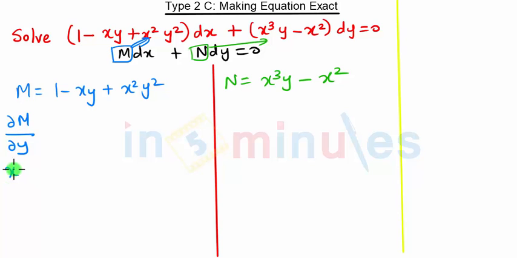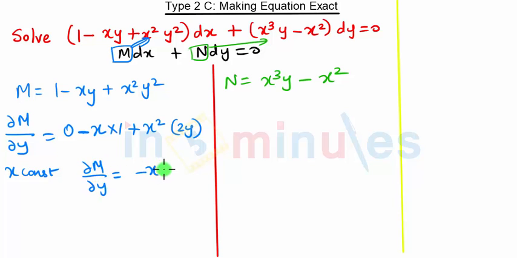Here x will be constant. So the derivative of 1 is 0, minus x is constant so it remains as it is, and the derivative of y is 1. x square is constant so it remains as it is, and the derivative of y square is 2y. If I rearrange this, we get the partial derivative as minus x plus 2x square y.